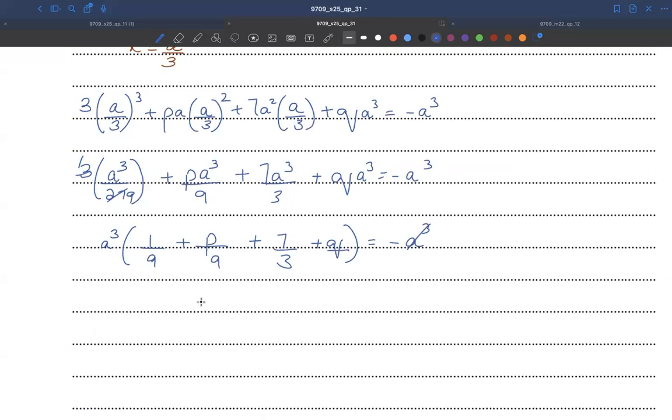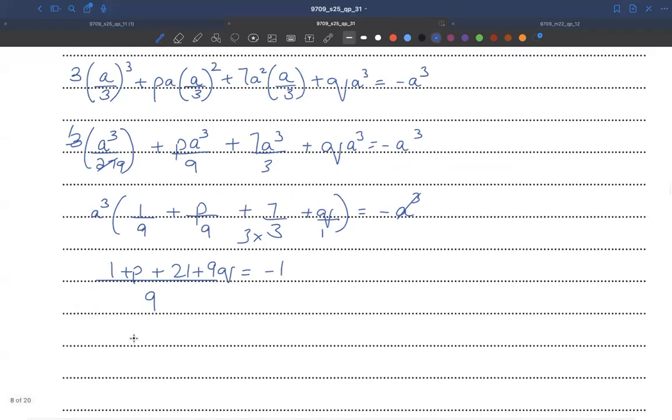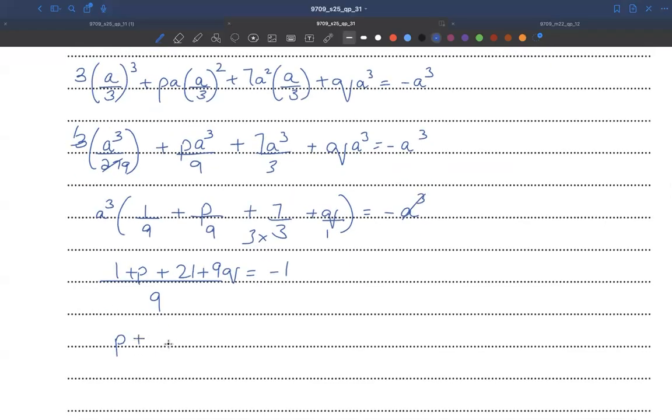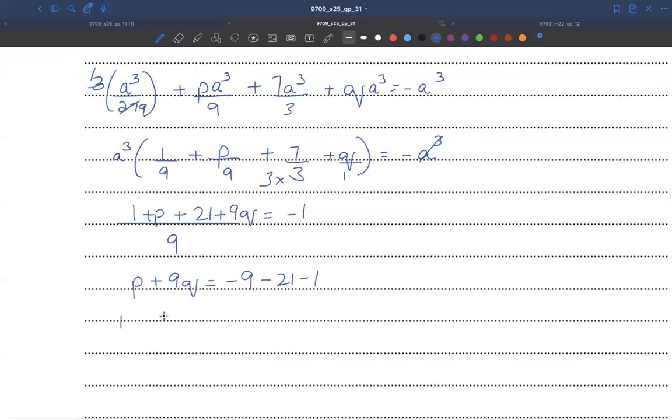We can simply take the LCM as 9 over here. So this will become 1 plus p plus, this will multiply by 3, so this will become 7 times 3 is 21. This will multiply by 9, this will become 9q equals minus 9. Simplifying, we'll get p plus 9q equals minus 9, and then this will become minus 21 and minus 1. So finally, our second equation would be p plus 9q equals minus 31.